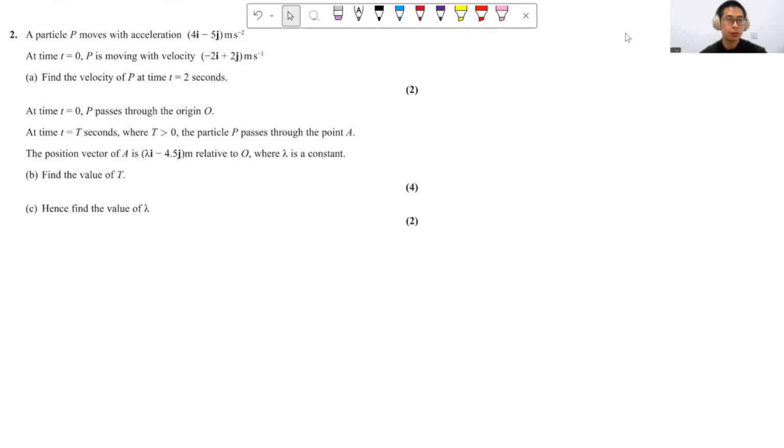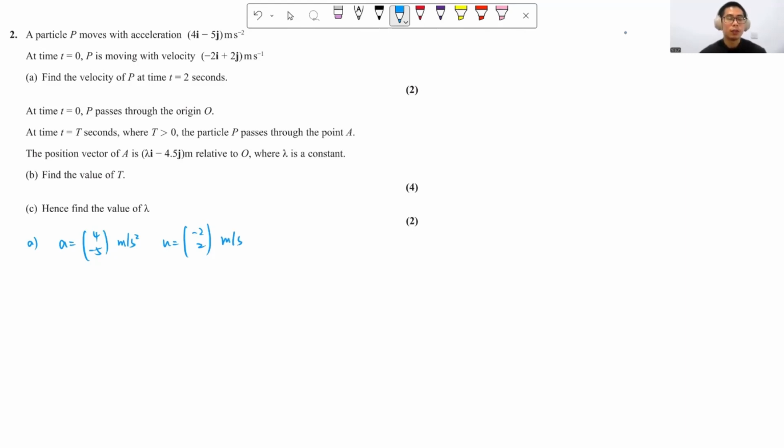Let's have a look at question 2. A particle P moves with acceleration 4i minus 5j meter per second squared. So we know a is equal to 4 and negative 5 meter per second squared. So it's constant acceleration, so we should use SUVAT. And then at time t equal to 0, P is moving with velocity negative 2i plus 2j. So that means u is equal to negative 2 and 2 meter per second.